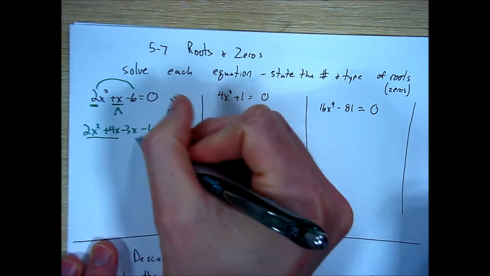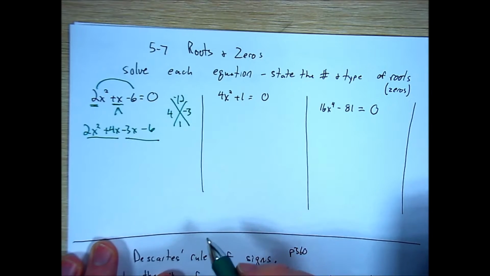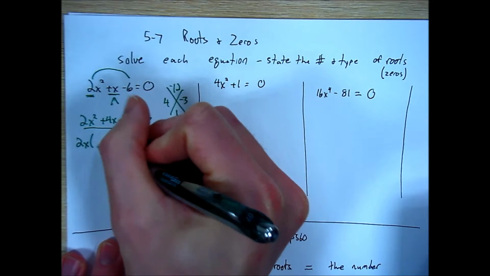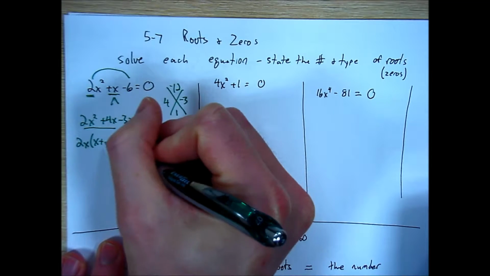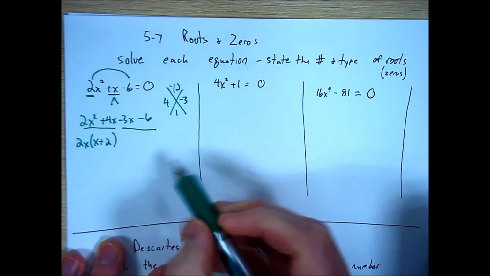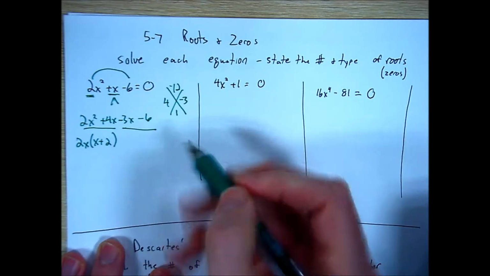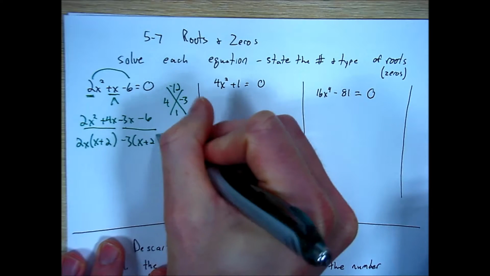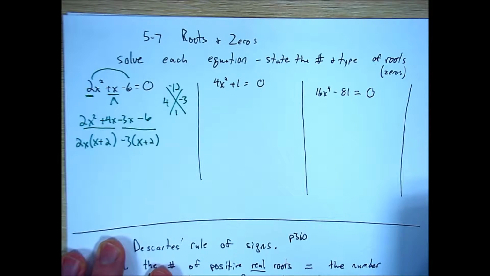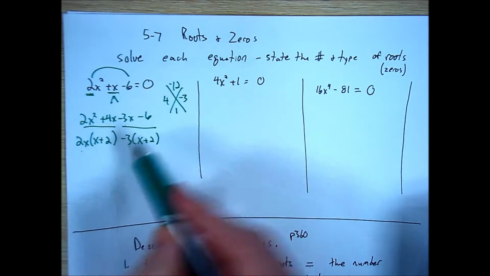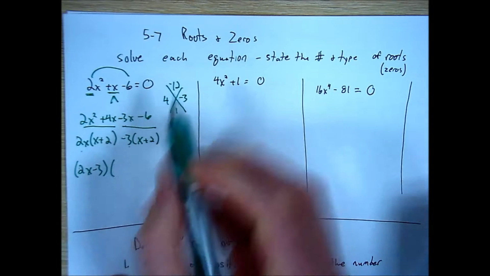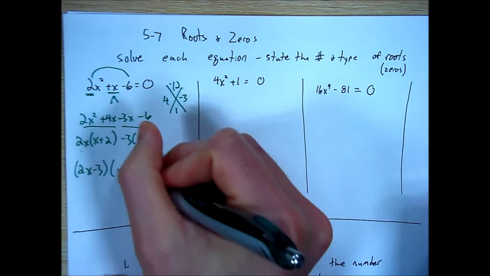Front 2, back 2. What's common to the front 2? 2x. It's going to leave me with x plus 2. What's common to the back 2? A negative 3. x plus 2. Front numbers, 2x and a minus 3 go in one set of parentheses. And then the parentheses are already there, x plus 2.